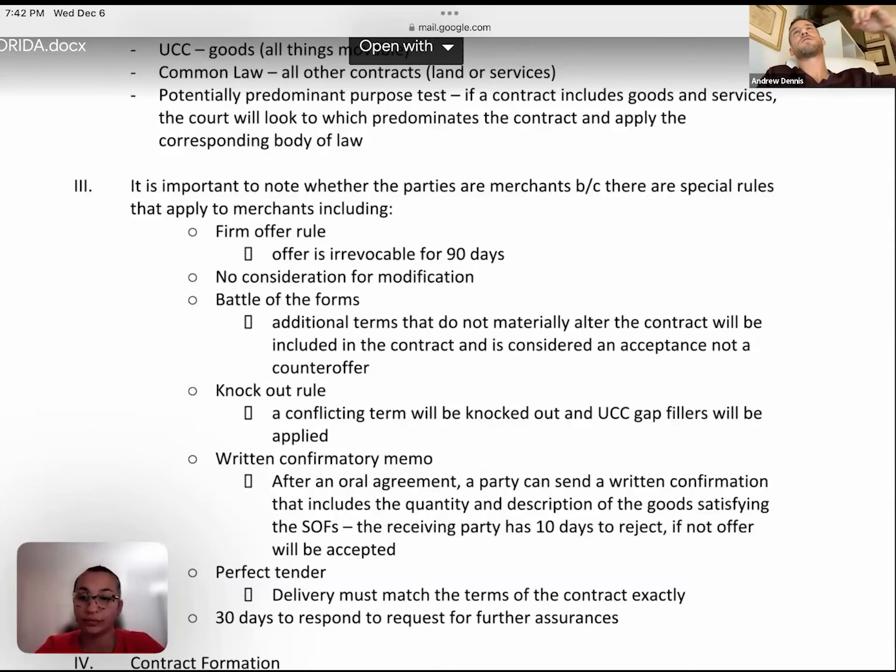What if Jimmy is successful and it is a material term? That's when we apply the knockout rule. We still have an acceptance, but that additional term is knocked out, and now UCC gap fillers will apply. The UCC will look to the industry and apply something that is fair and equitable. So that's what the battle of the forms provision means.